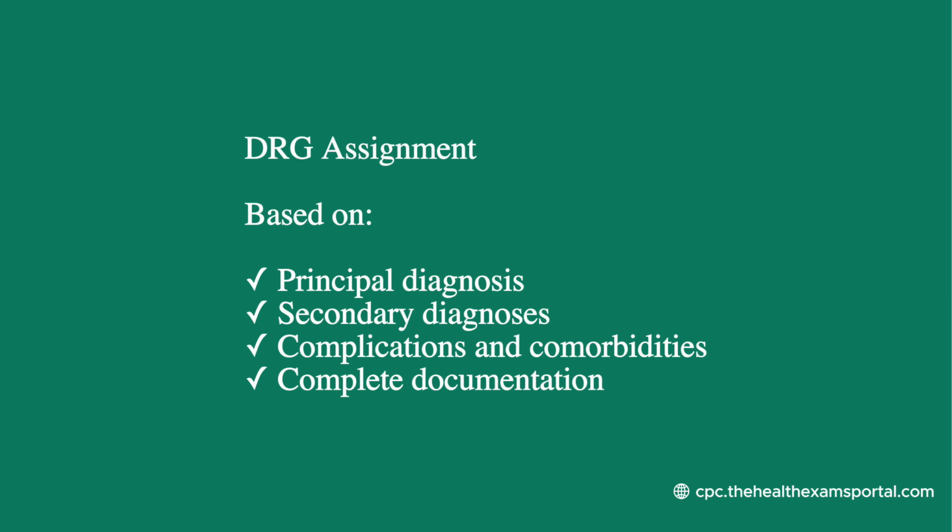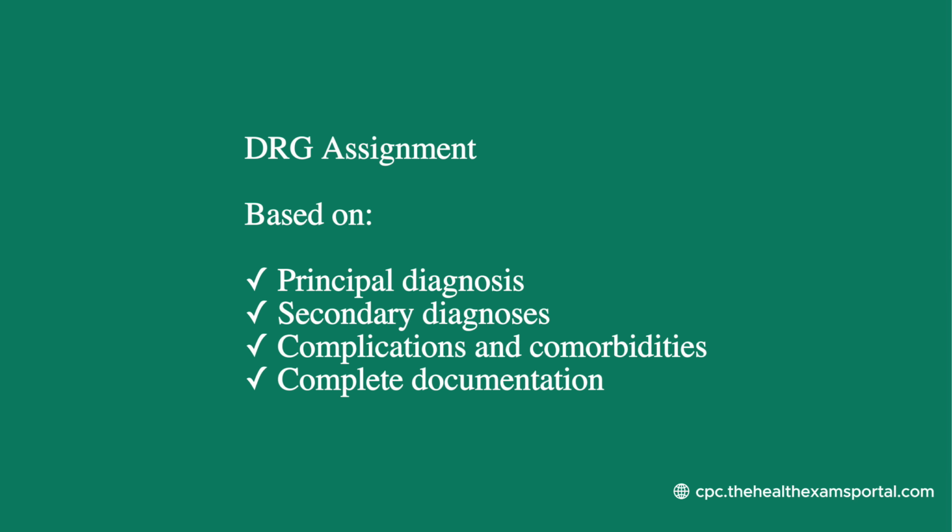Option A is incorrect because physician specialty is not the primary factor used to assign a DRG. DRG assignment is based on the patient's diagnoses and documented conditions, not the specialty of the physician providing care. Option B is incorrect because the patient's preferred insurance does not determine the assigned DRG.